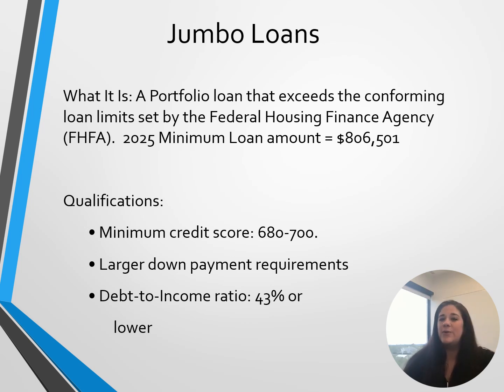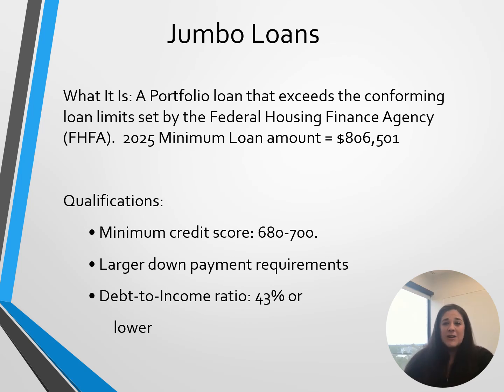Okay, so moving on to jumbo loans. These are portfolio loans that exceed the conforming loan limit. Every year that limit changes. In 2025, the limit is $806,500. So as long as your loan amount is $1 over that, then you can get a jumbo loan.